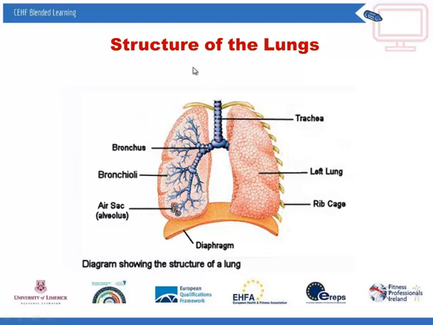So the structure again, it starts with the mouth, the back of the throat, which is called the pharynx. The voice box at the top of the trachea here is the larynx. And then the airways are the trachea, the bronchus, the bronchioles, and the alveoli, which are surrounded by capillaries.